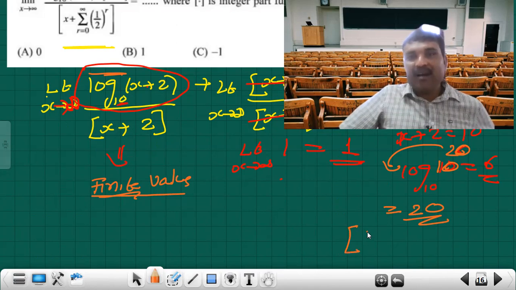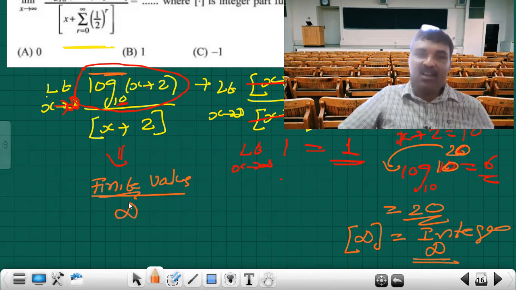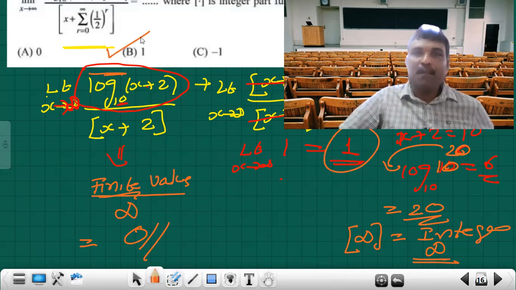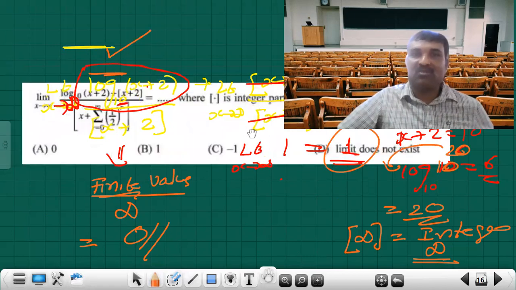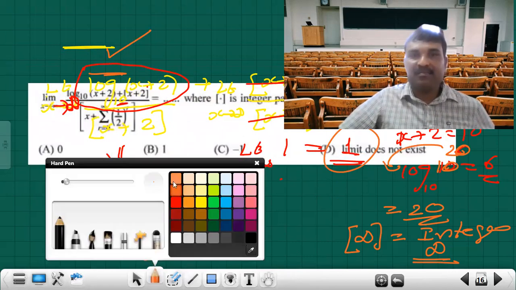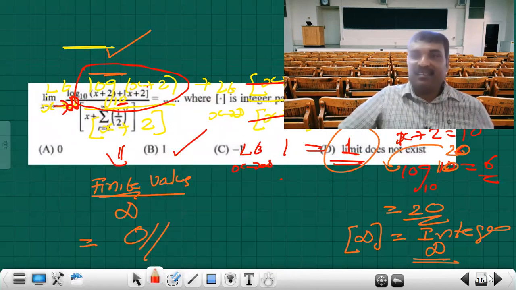And what is the greatest integer function of infinity? That is infinity. So finite value divided by infinity is equal to 0. So the value of this limit is 1. So B is the correct option. B, 1.